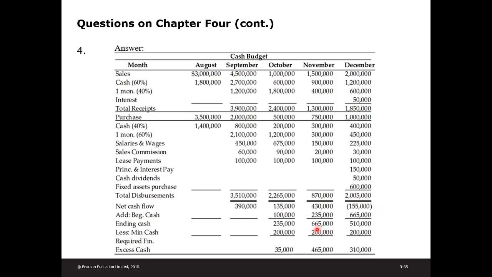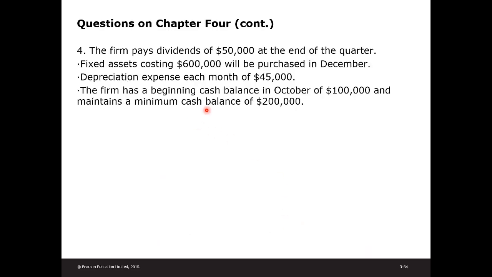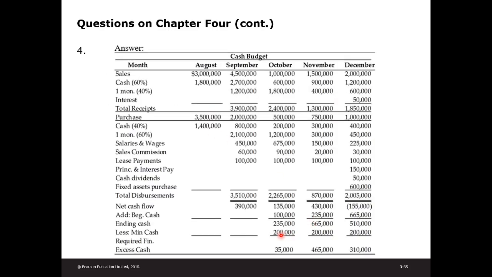Then we are going to add the beginning cash balance, which we have here for October, $100,000. The ending cash balance for October will be $235,000. Then, to calculate the November ending balance, we will take the ending balance of October as the beginning balance for November. So we will add 430,000 plus 235,000. So to come up with the ending cash balance for November, which is 665,000. And the same thing for December.